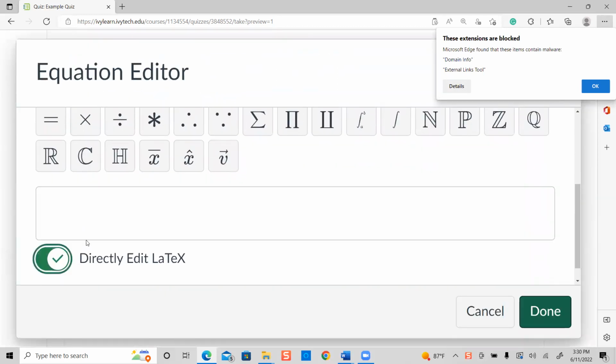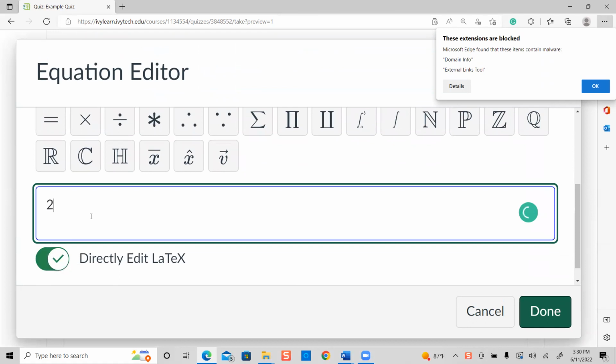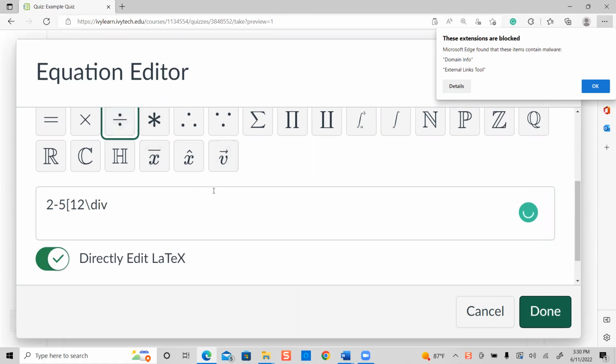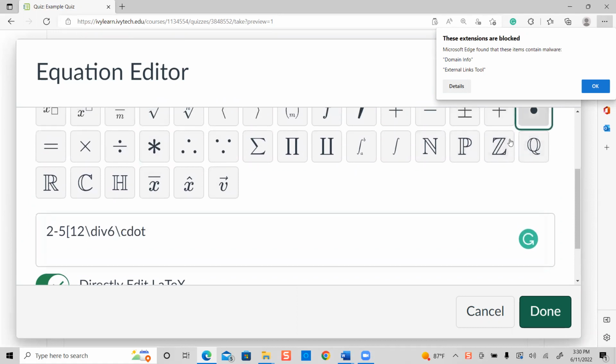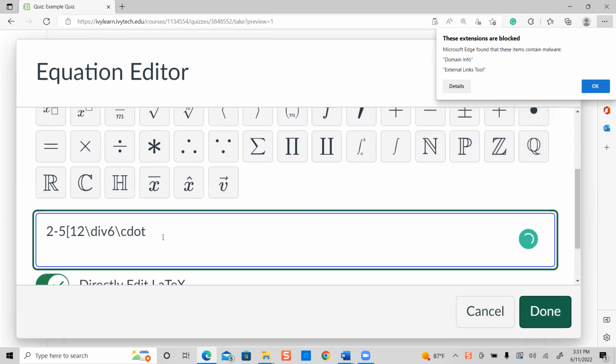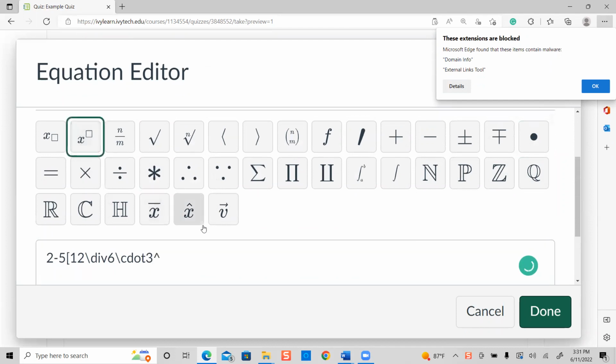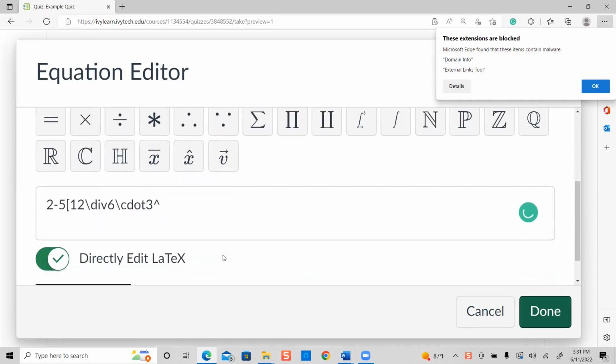If you notice, it looks like this. It says 2 minus 5 bracket. I'm going to just type this right quick. Like this, you see how it's changing? So 6 times 3 squared. Okay, so you see it looks different.